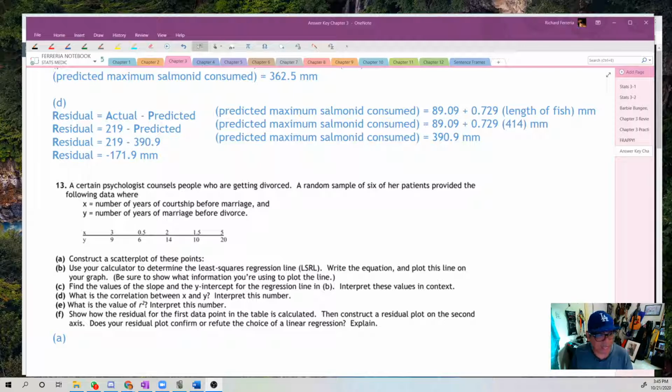How about that second couple? They were only dating for 0.5 years, half a year, 6 months. And they got divorced after 6 years of being married. So, part A is to construct a scatter plot of these points.